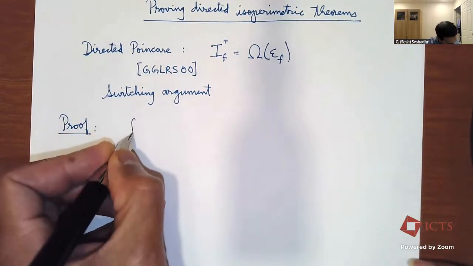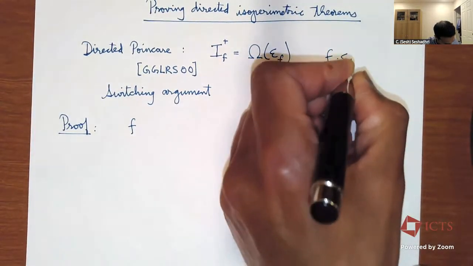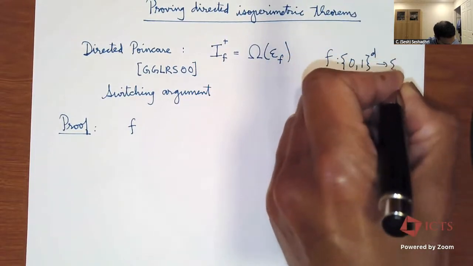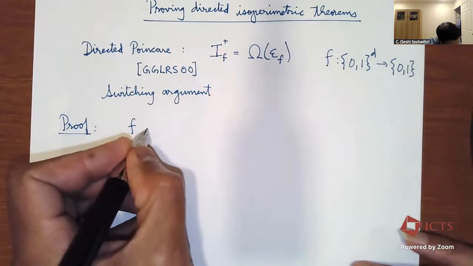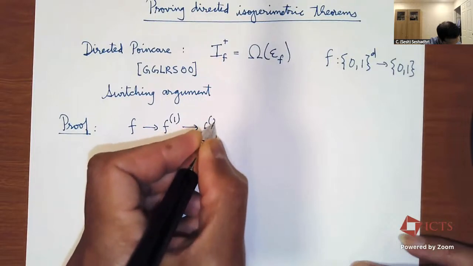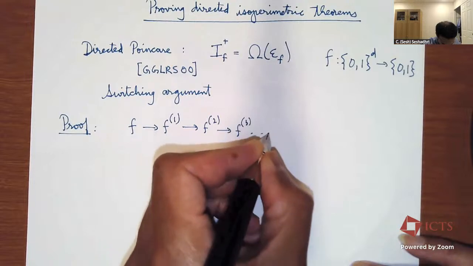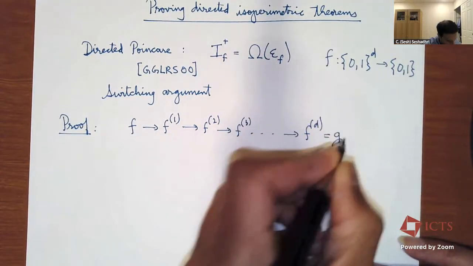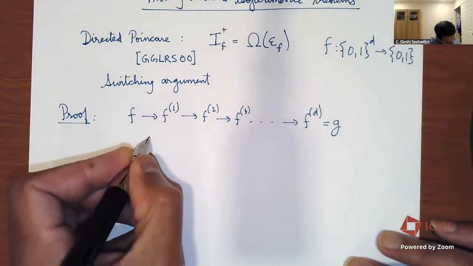So we're going to start from this function f. Again, remember f was this Boolean function on d dimensions. And I'm going to perform a series of transformations, f going to f1, going to f2, going to f3, and so on and so forth, going up to fd, and fd is going to be the function g. Now the promise is that g will be monotone.